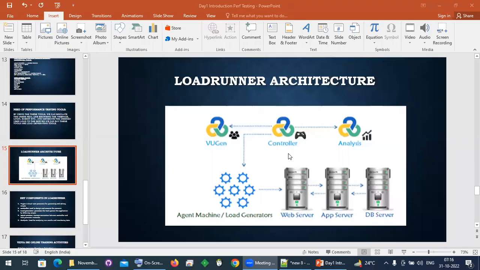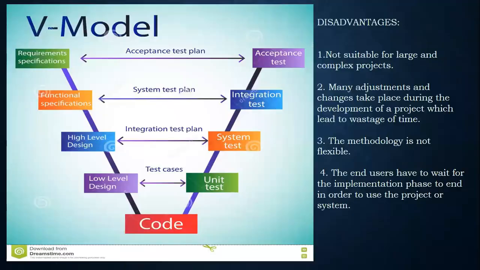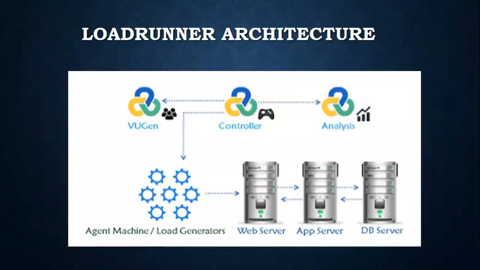So this was the LoadRunner architecture. LoadRunner has different components: VuGen, controller and analysis. Another thing is the agent machine, which we can call load generators. By designing the test itself, we can add the number of load generators. Why load generators? Because we can pump our load from different machines.